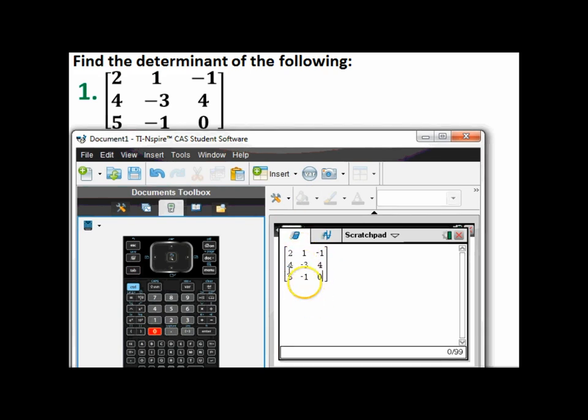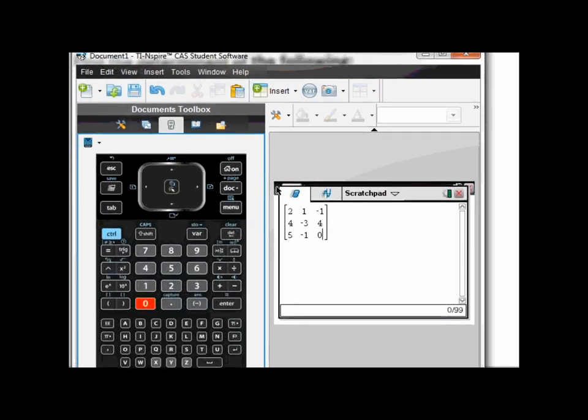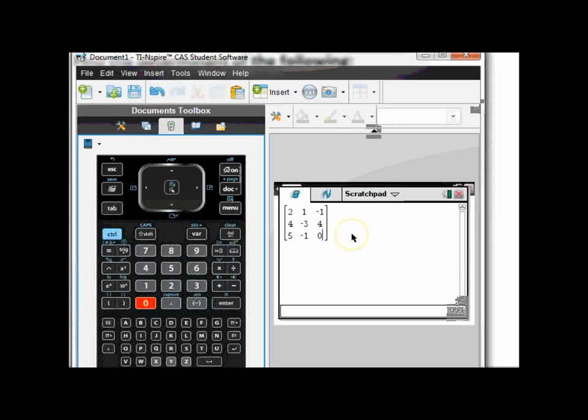Okay, let me check to make sure that I entered all those in correctly. I did, I'm okay. So now we have our matrix. I'm going to make this just a little bit bigger, that way we can have a better view of what we're doing here. I've got my matrix here, and we're looking to find the determinant on this one.